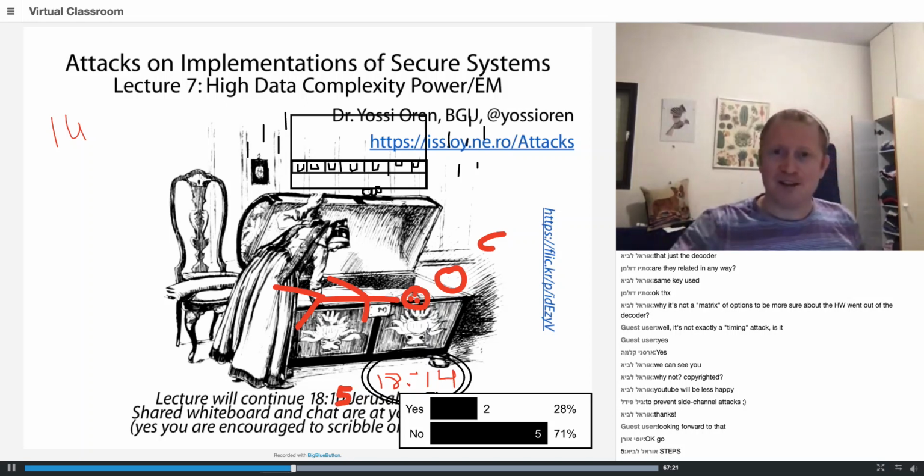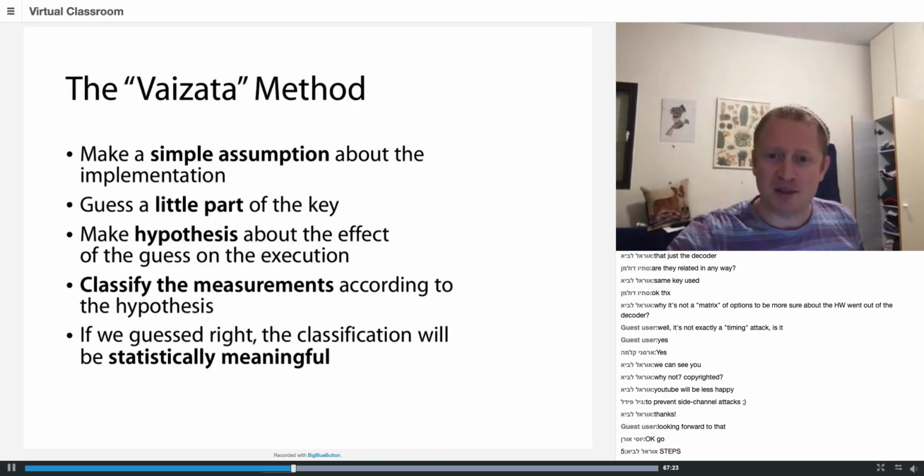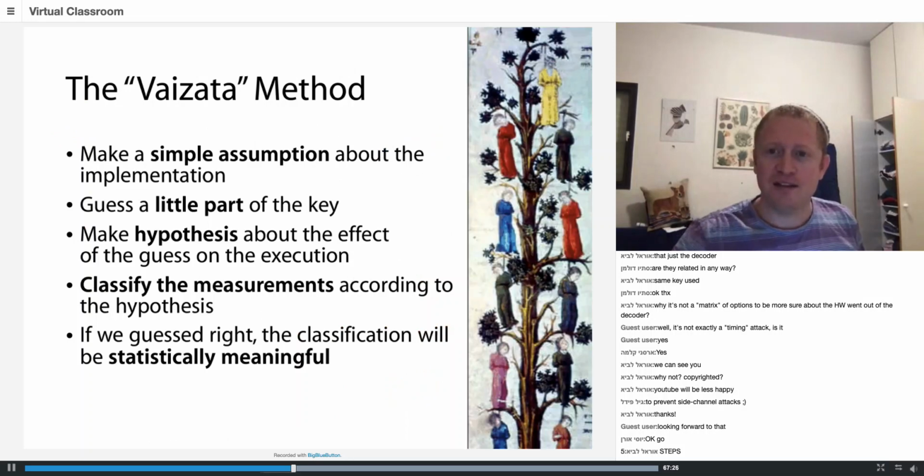Okay. So this is the Vaizata method, and this is Vaizata here. You can see him on the top. Yeah, so they burnt Esther's grave a week ago. Like, this is current news.